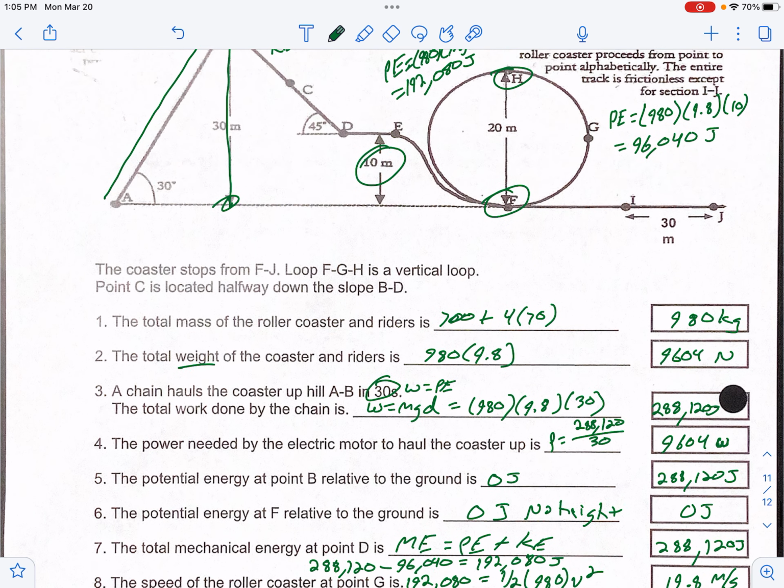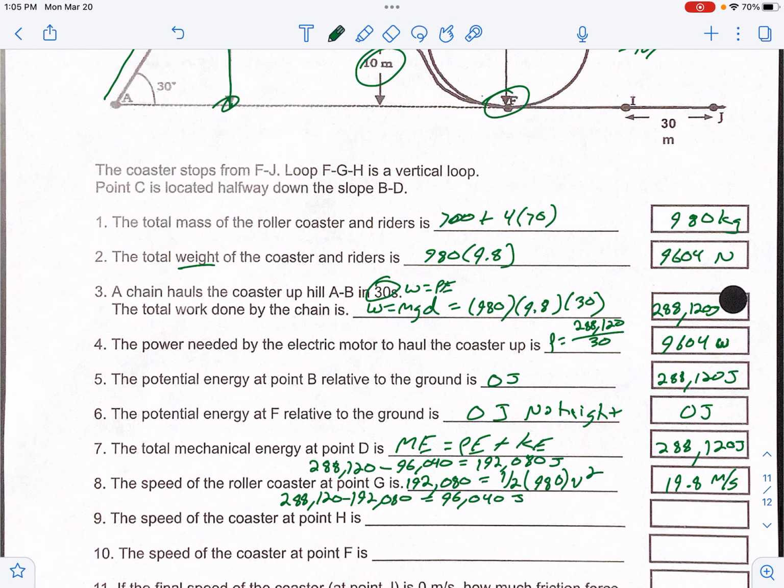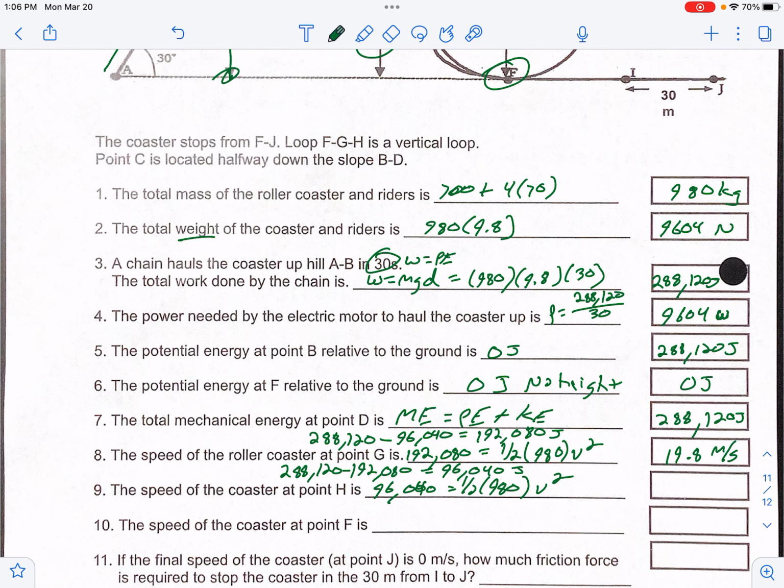If you're going up that loop, you're going to be slowing down. Okay, so potential is going to start going up, and your kinetic is going to start going down. So I'm going to set that equal to my equation. So 96,040 joules equals 1/2 my mass, which is 980, and V squared. So same thing as number 8. Okay, we're just doing it at a different height. Okay, so solve for V, and you get 14 meters per second.